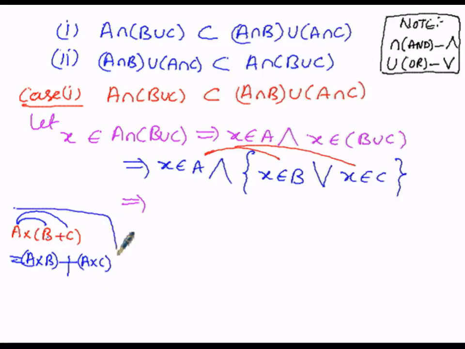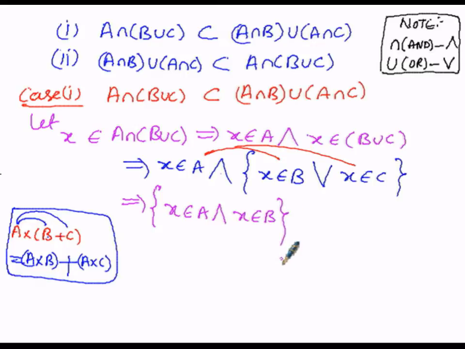Based upon this rule, I want to write this logical step as: first A with B, X belongs to A within the first bracket, so X belongs to A and X belongs to B, bracket close, OR, just as plus A into C again, within the bracket, X belongs to A and X belongs to C.